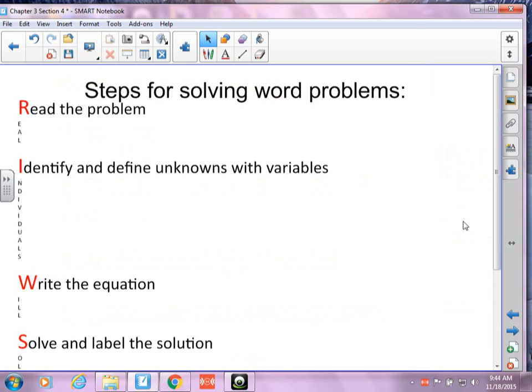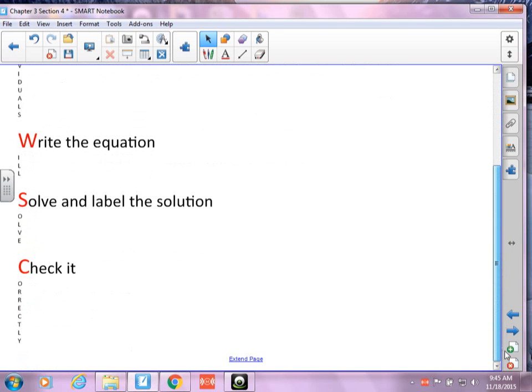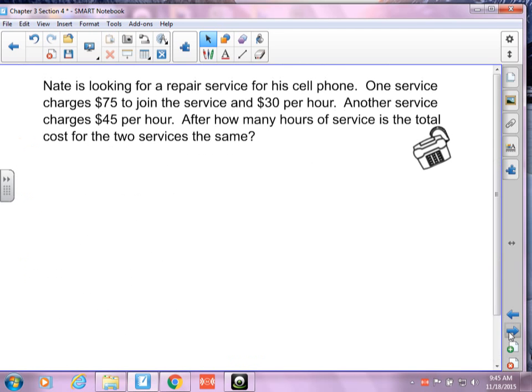Okay? Steps for solving word problems. We've talked about this before. We read the problem, we identify the variables, we write an equation, we solve and label the solution, and then check it. So here's some steps if you're doing word problems and you have trouble with them, something you can do. All right, let's take a look at this word problem.